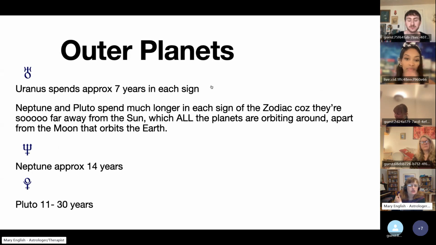Outer planets. So Uranus spends approximately 7 years in each sign. Neptune and Pluto spend much longer in each sign of the zodiac because they're so far away from the sun, which all the planets are orbiting around, apart from the moon, which orbits around our Earth. Neptune spends approximately 14 years in each sign of the zodiac.